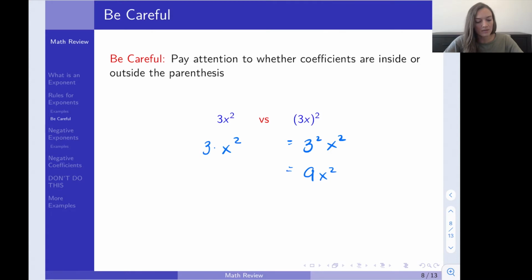So this is sort of like a notation thing to be careful of. If they want you to square the coefficient in front of your variable, they'll always put parentheses like this. So this always means just the x is squared, and this always means the coefficient is squared or cubed or whatever it is as well. So whenever you see parentheses, everything in the parentheses gets that exponent.